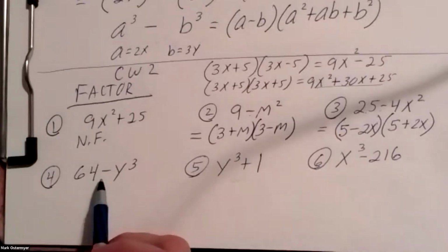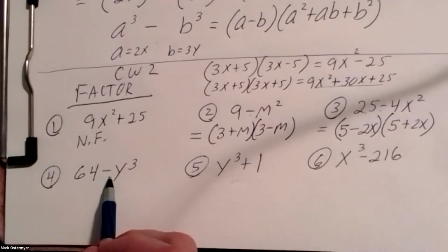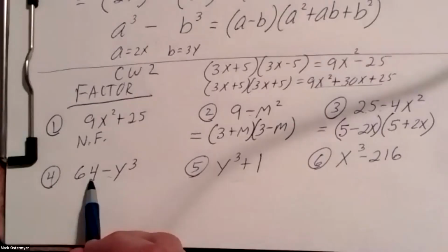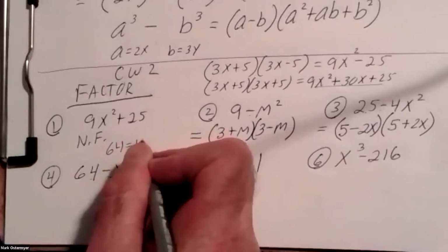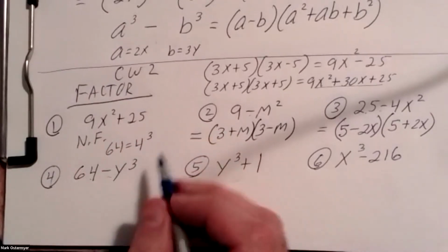What do we got going on here? Difference of squares or difference of cubes? Cubes. 64 is a perfect cube of what whole number? 8? 8 times 8 times 8 is 64? No, 64 is not 8 cubed. 64 is 4 cubed. 4 times 4 times 4 is 64.